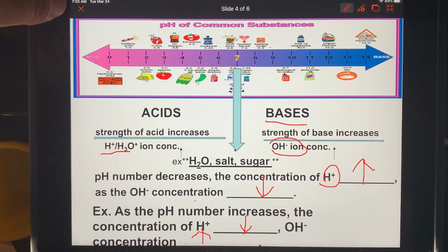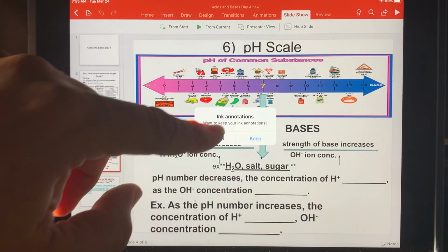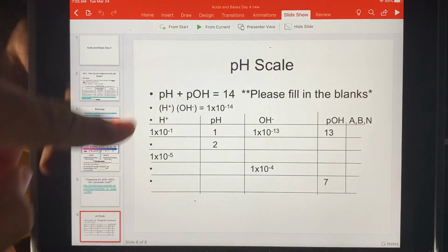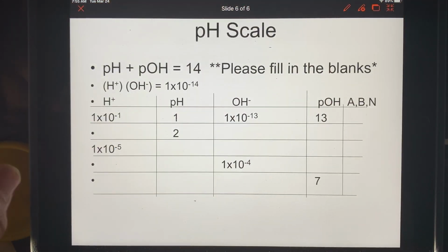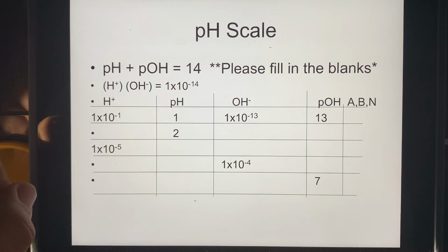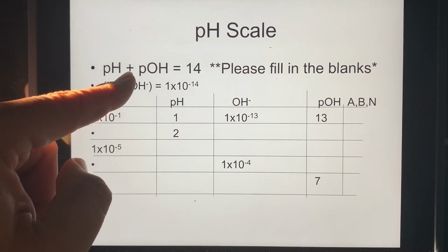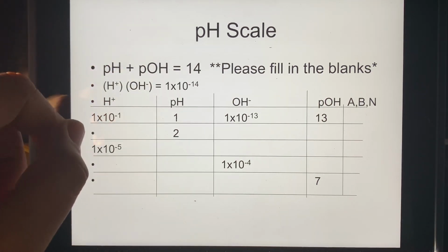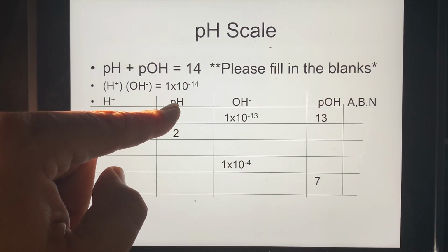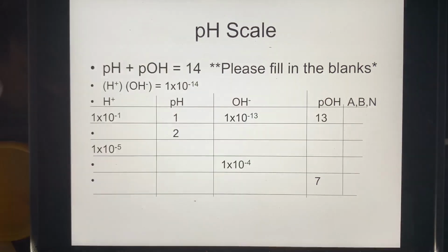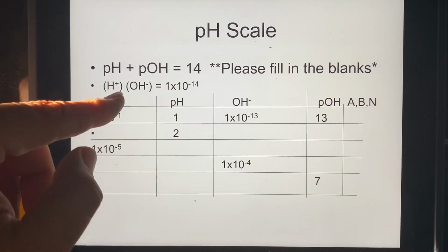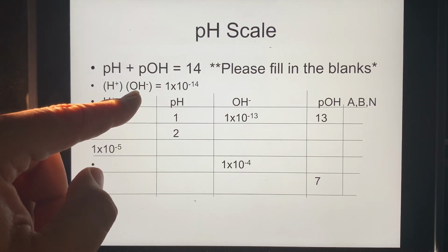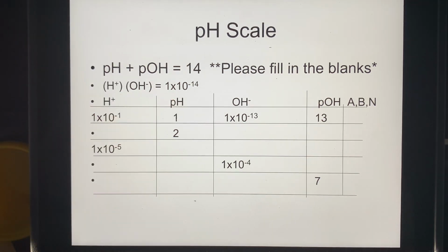Okay. Let's move on. Let me show you what I'm talking about in this simple chart. It says over here, pH scale. Aha. pH plus pOH equals 14. So in other words, this number here plus this number must equal 14. H plus times OH negative will equal 10 to the negative 14. Okay. What do they have in common?